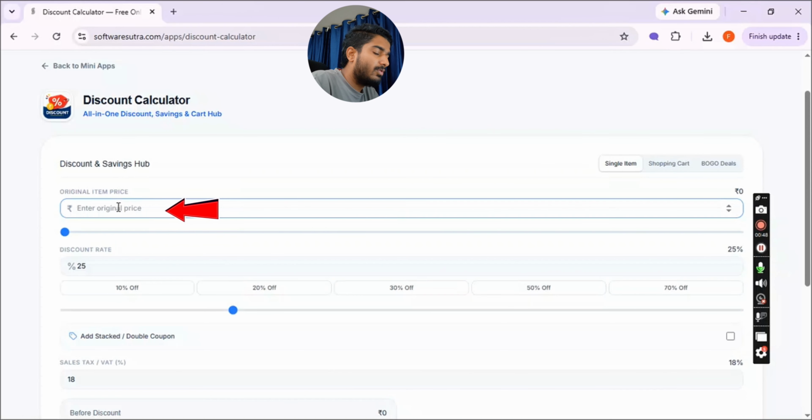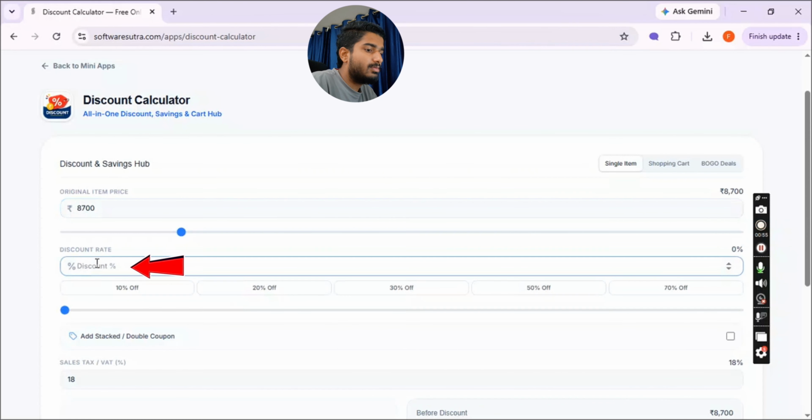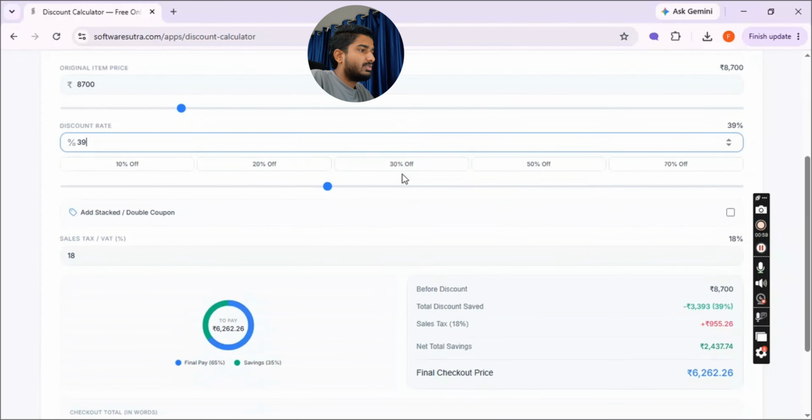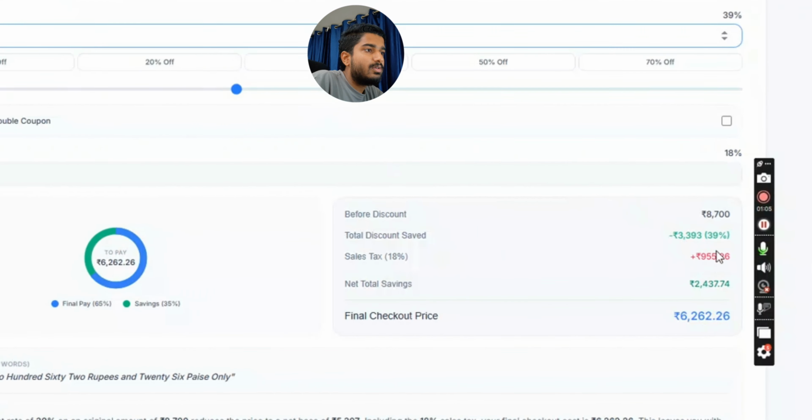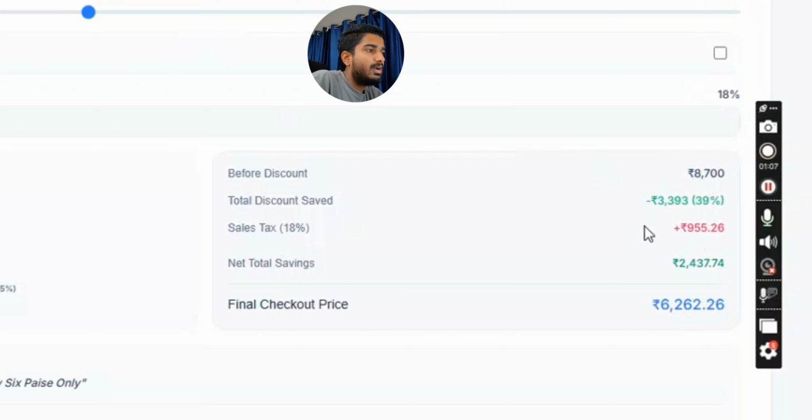So I'm looking for like 8,700. The discount I wanted to calculate is 39%. So it is 6,262 I have to pay. See, before discount it was 8,700. After the 39% discount, it is minus 3,393.